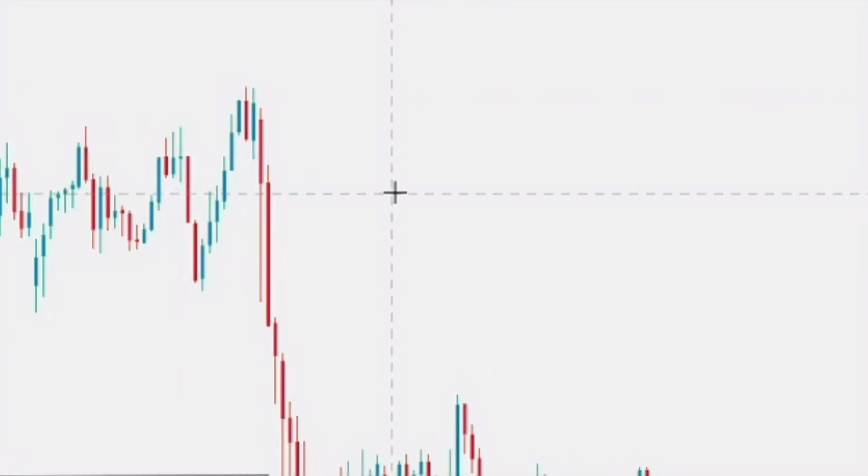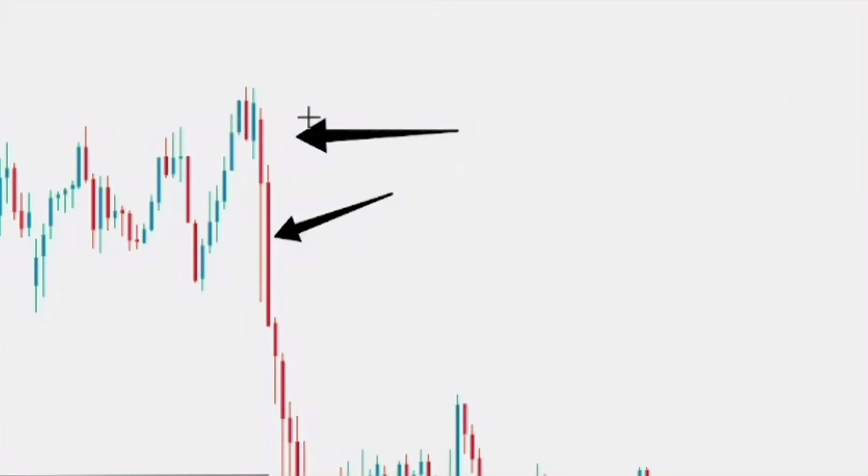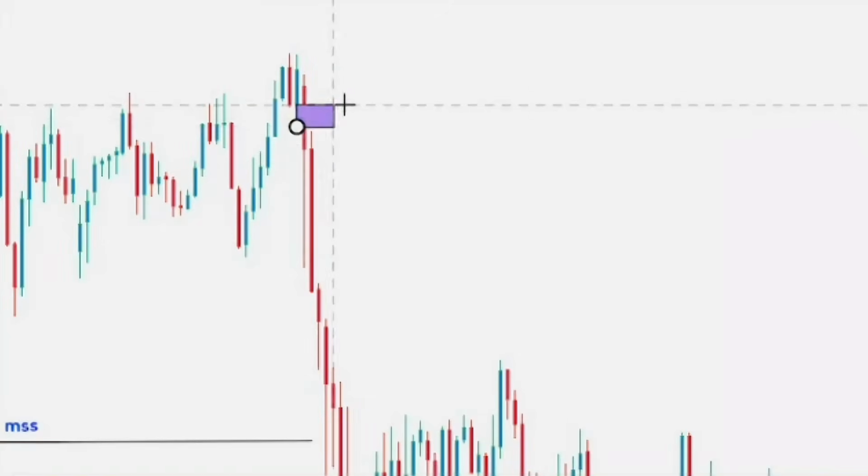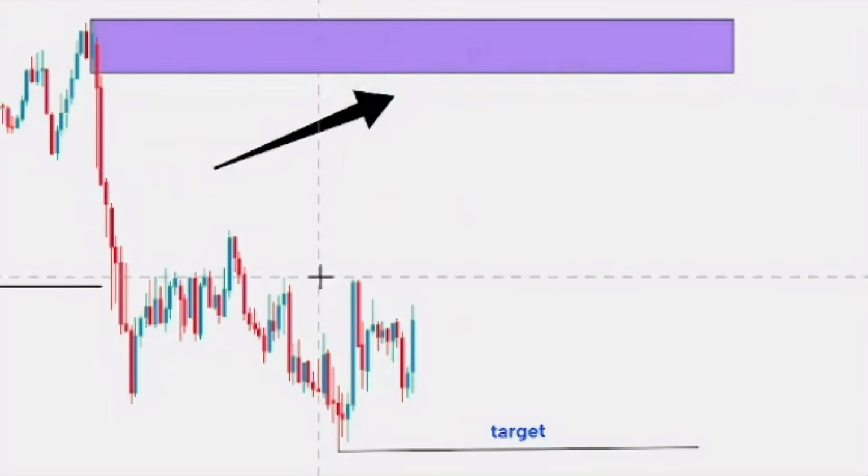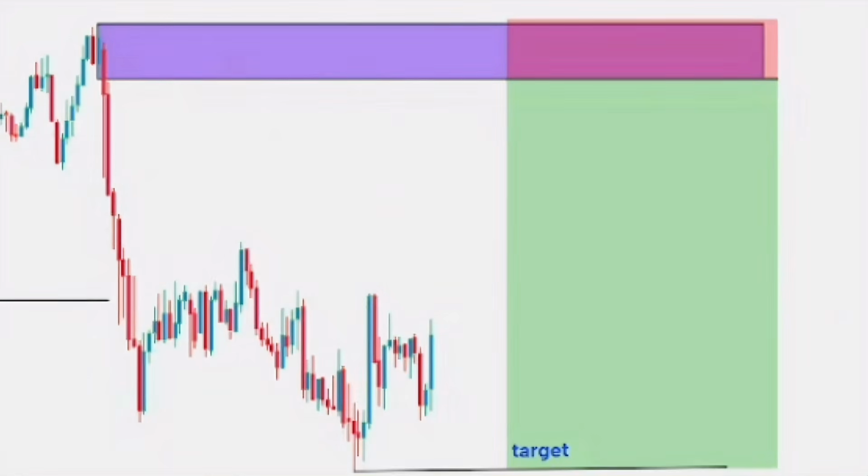Now we use exactly the same rule. I look for the last bullish candle before the strong bearish move. This candle becomes my new 1-hour supply zone. Notice how small and more precise this zone is compared to the one on the 4-hour chart. Now I place my sell limits on this refined zone.